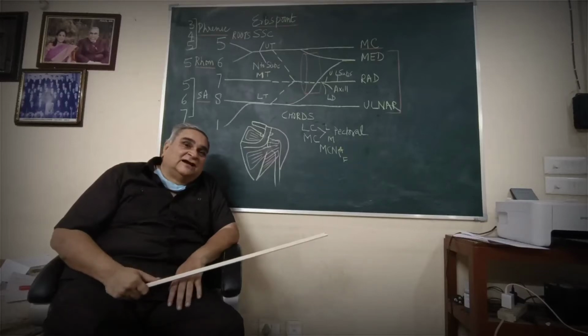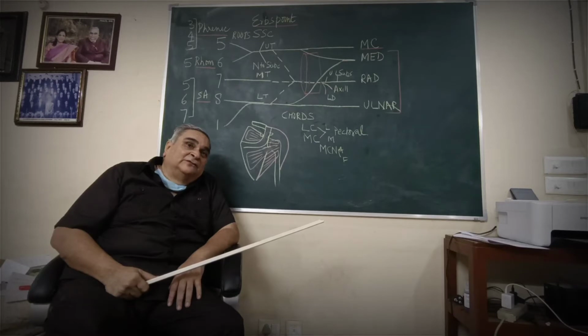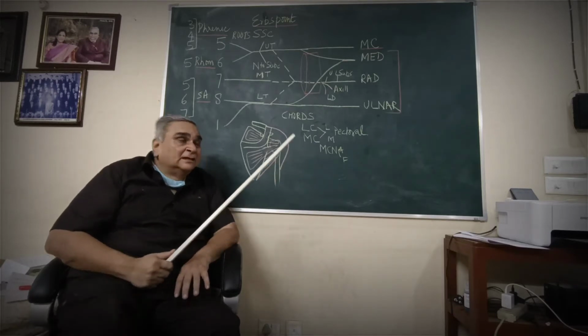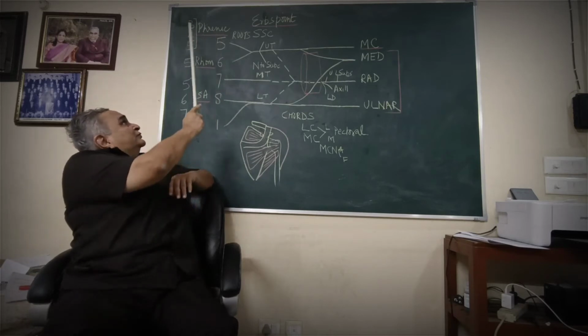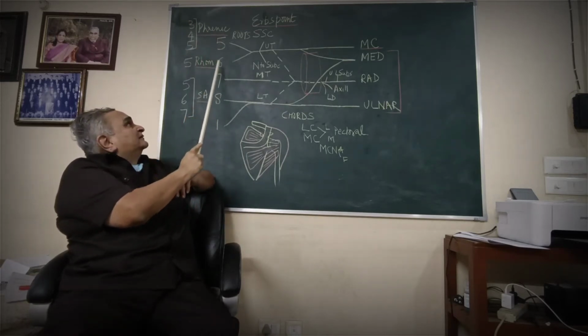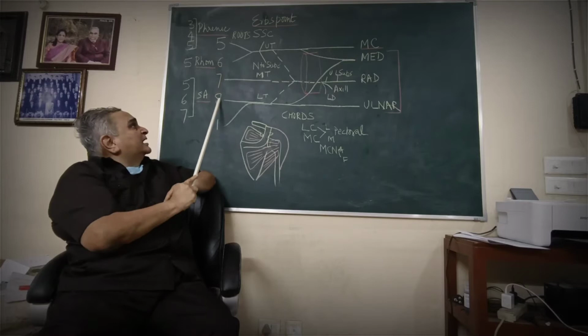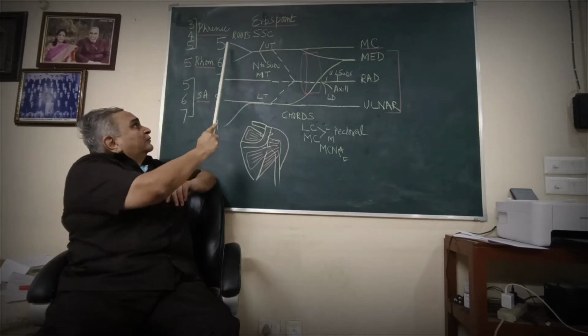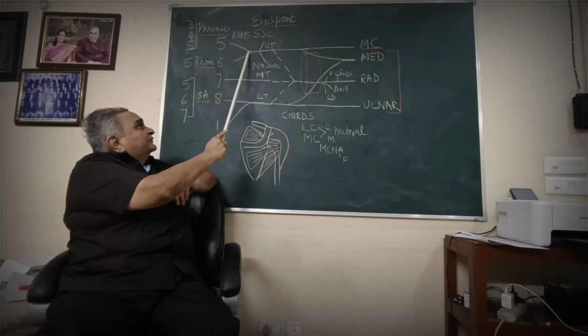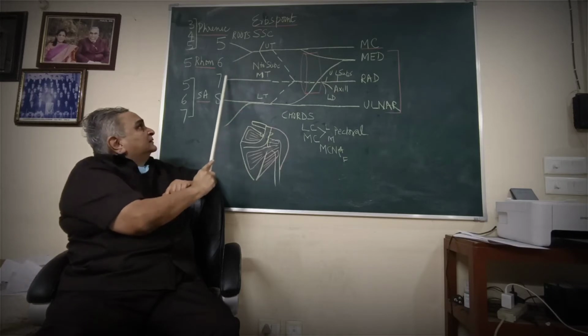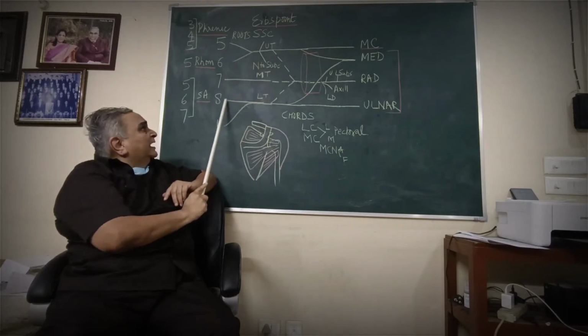So today we start testing the nerves of the upper limb. We will quickly revise the brachial plexus for you. 5, 6, 7, 8 and 1 are the roots that form the brachial plexus. 5, 6 forms the upper trunk, 7 the middle trunk, 8, 1 the lower trunk.